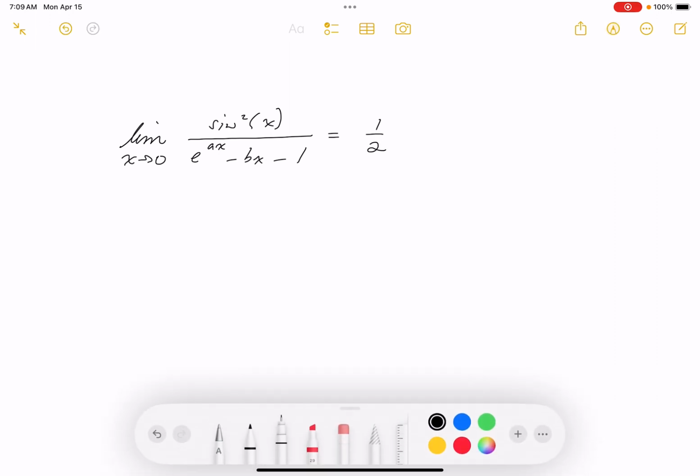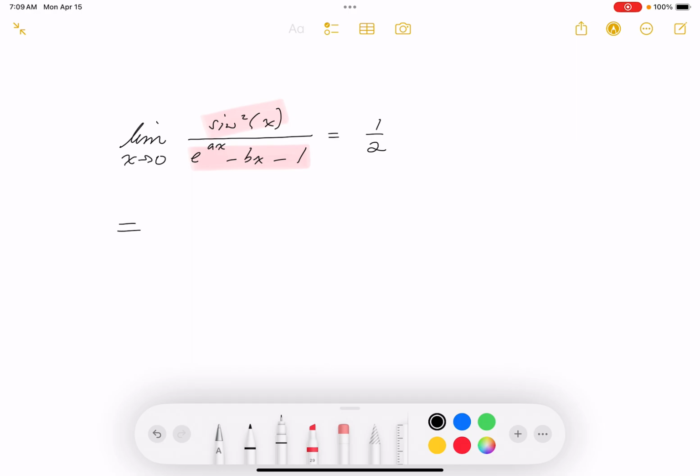Now, if I were looking at this, the first thing I'd notice is that it looks like a L'Hopital, right? And what do I mean by that? The limit of the top goes towards 0, and the limit of the bottom also goes towards 0. Because when you plug in 0 on the top, you get the sine of 0, which is 0, and 0 squared is 0. On the bottom, you get e to the 0, which is 1, minus 1, that's 0, and then b times 0 is just 0. So L'Hopital's rule is going to work on this one. At least you assume it's going to work. So let's put that down.